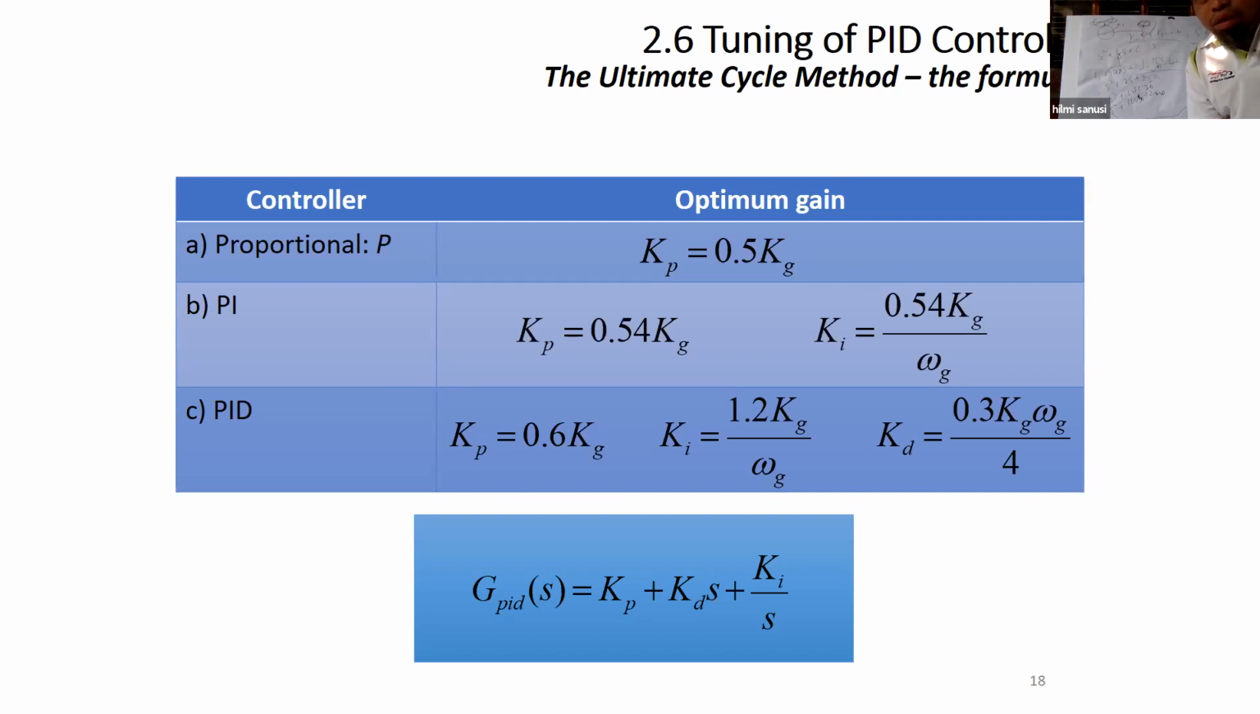PID, KP is 0.6 of the critical gain, KI is 1.2 of the critical gain over oscillation frequency, and KD, kalau you tengok sini, KD compared to KI, kalau you tengok value dia, if you take the ratio of KI over KD, you ambil KI, bahagikan dengan KD, you can find this is more than 10 times. So, biasa benda ni.